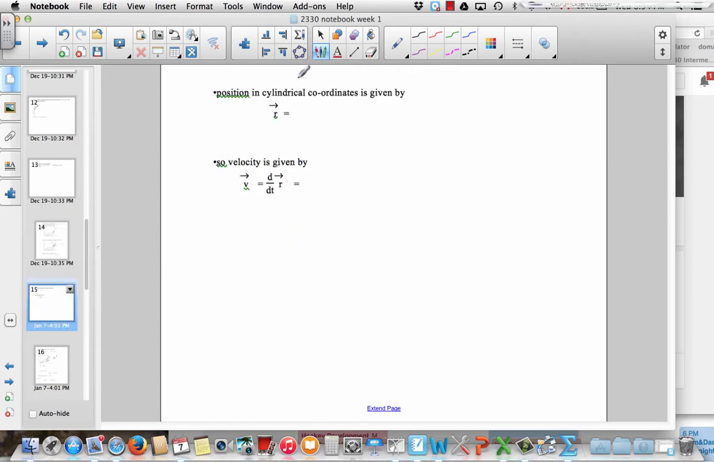Let's see what velocity looks like in cylindrical coordinates. There's the distance, and there's the direction one more time. So for velocity, we're just going to differentiate that. Now we have to do the product rule. So we'll differentiate r first, and that'll be in the r hat direction, and then we'll leave r constant, and we have to do the time derivative of the r hat direction. So what's the rate of change of that?